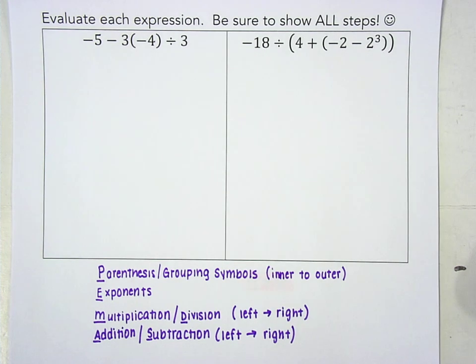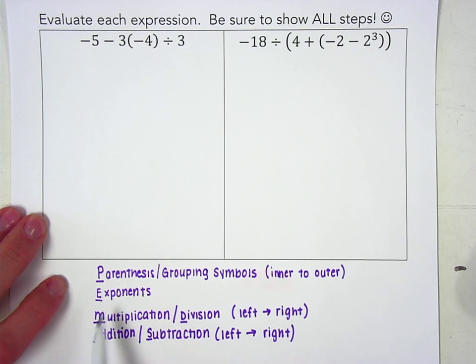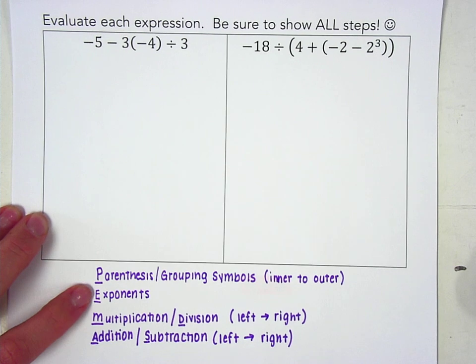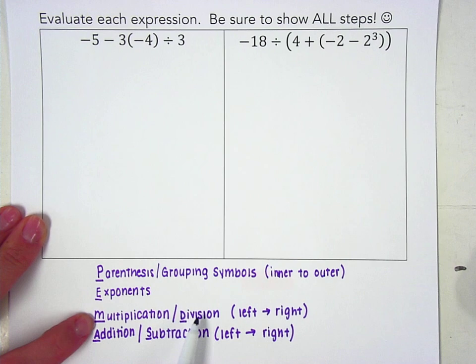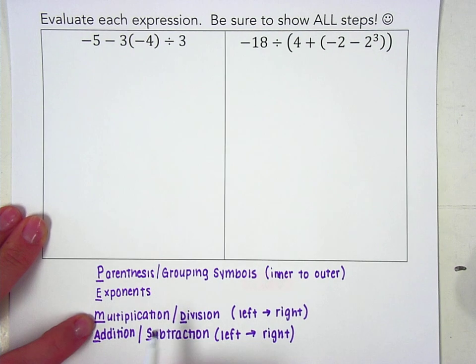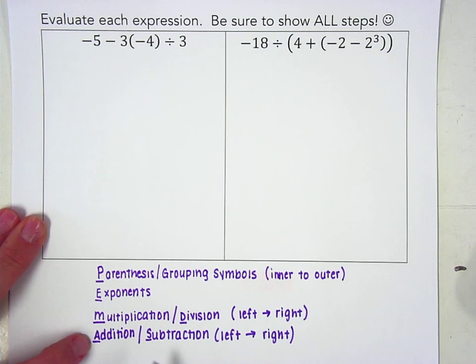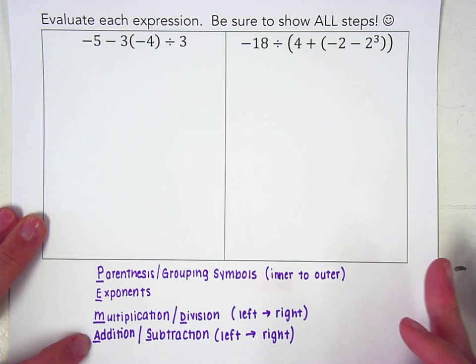We're going to take a look at how we can evaluate an expression using the order of operations. So just to review quickly, order of operations is that acronym that we all know as PEMDAS. P stands for parentheses or grouping symbols, E stands for any exponents, M stands for multiplication, D stands for division, and we choose which one we're going to do first based on which comes first in the problem from left to right. Same with addition and subtraction. We look and see which one comes first in the problem, and we do those operations from left to right.